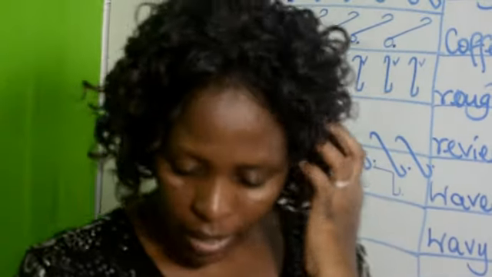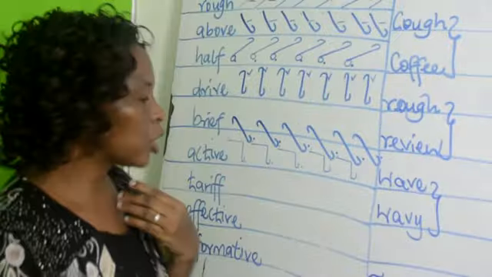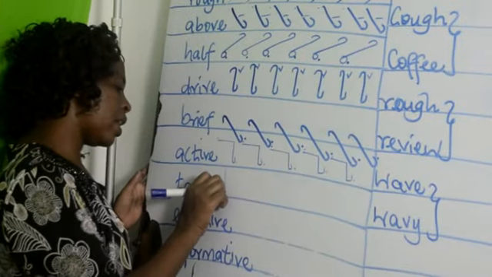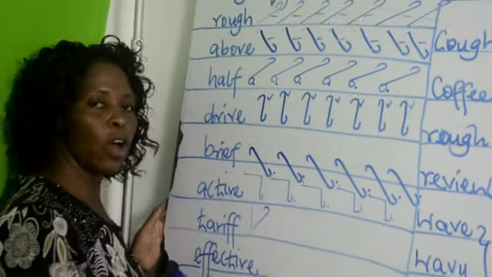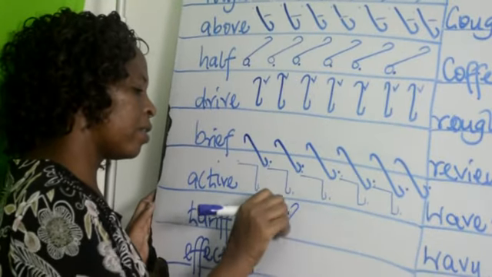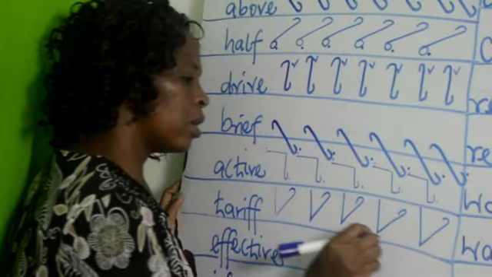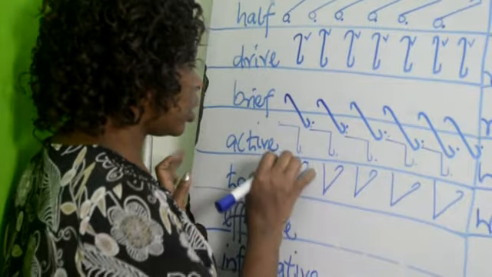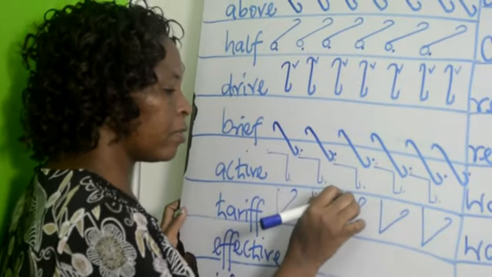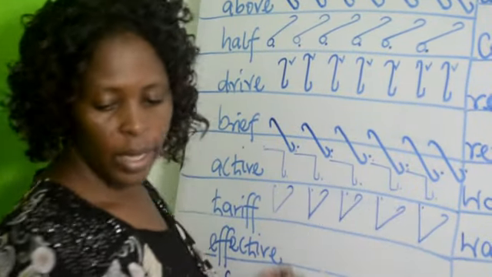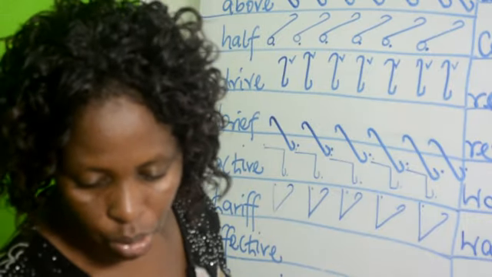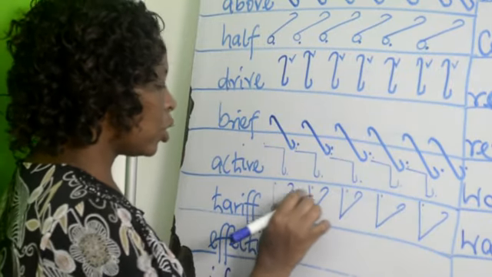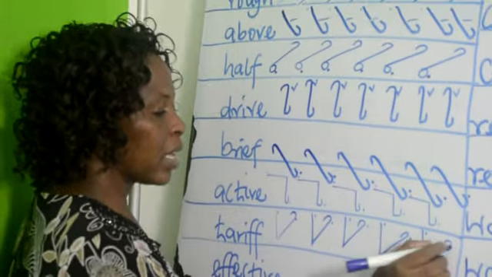Then we have the word tariff. Tariff is a stroke of T above the line, upward R, hooked for F. Tariff. And this one we are drilling above the line because of short H also, and because of short R. And then we also have a short E at the end.